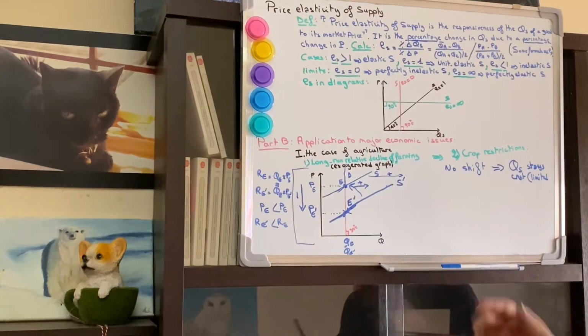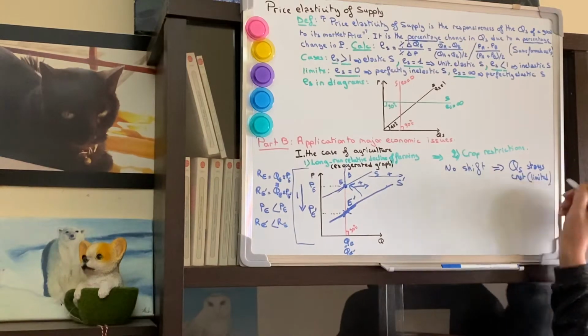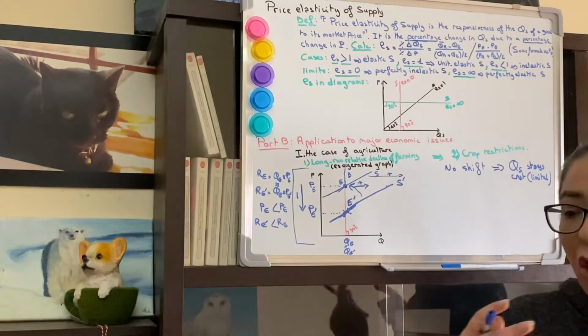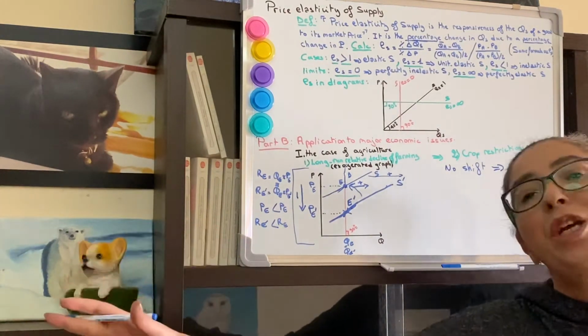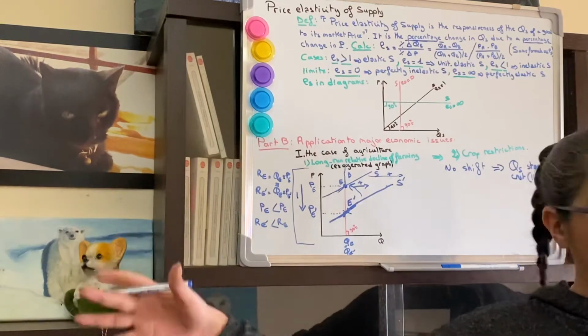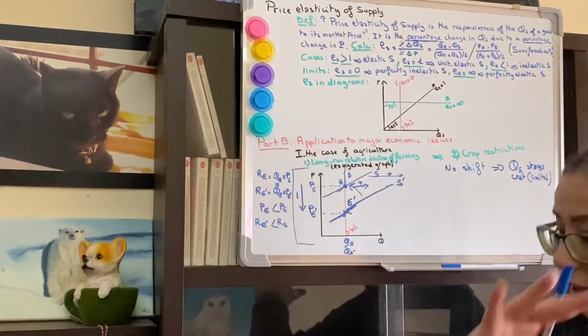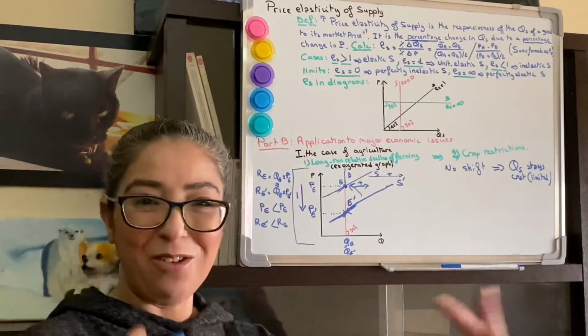Now, so what's going to happen? We're telling the suppliers, okay, you supplied so much wheat that it pushed the price. I'm sorry, I need to be here. That's how you see me.